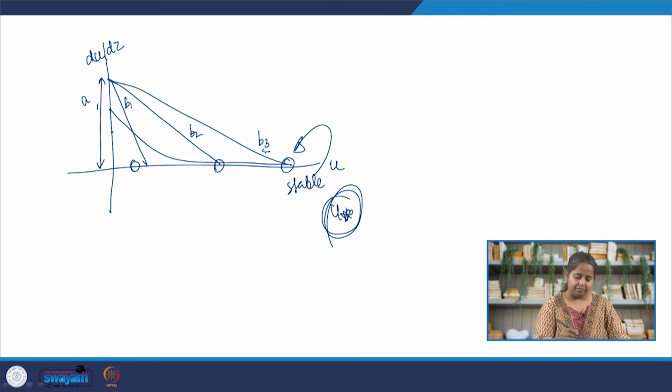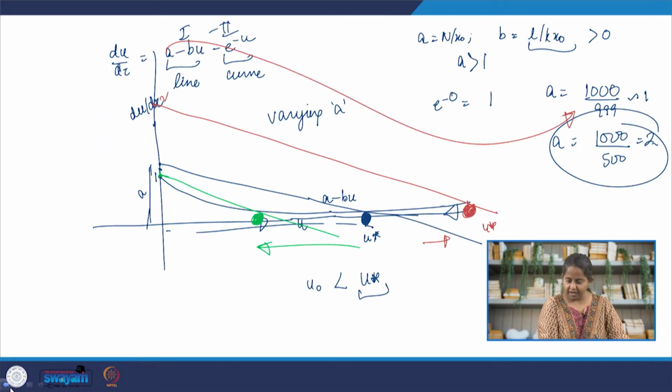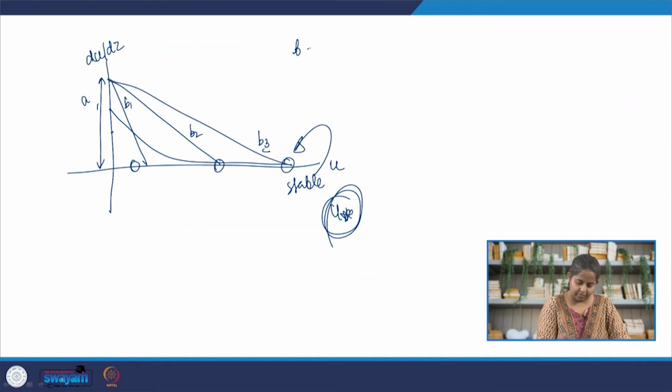So let's look at B. If you remember from the first slide, B is equal to L by K x naught. So B is equal to L by K x naught. So if I reduce B, B3 here is less than B2, is less than B1. If I'm reducing B, I'm increasing the casualty. So let me correct myself. If I increase B, I am reducing the total casualties.